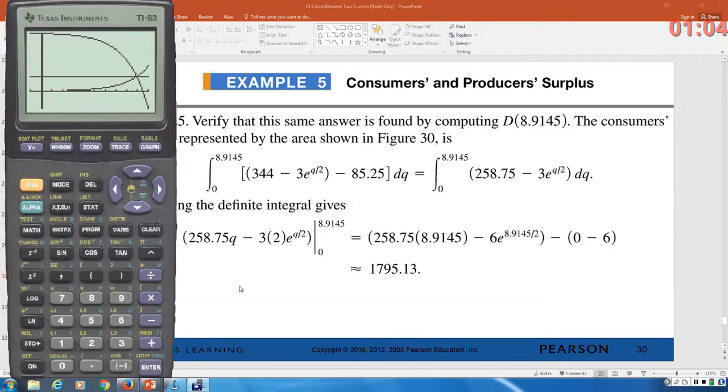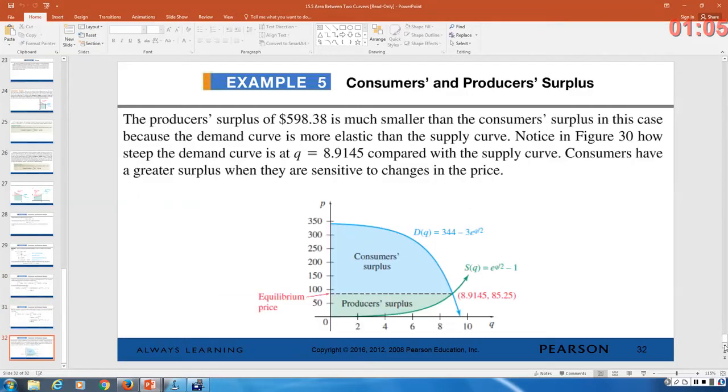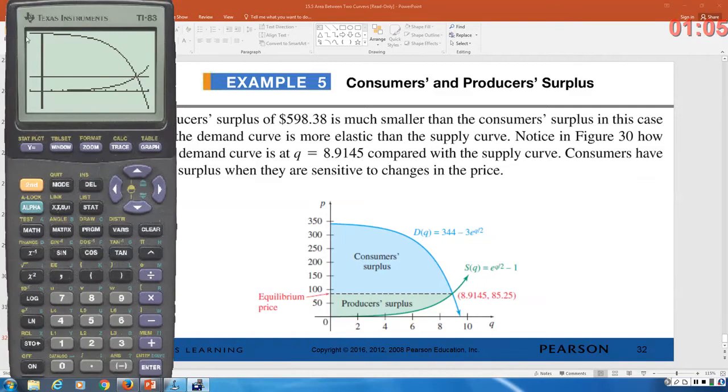Now, before we do the math on this, let me explain why that's important. The consumer surplus is the area above that equilibrium point, and the producer surplus is the area below the equilibrium point. Okay? So this is your consumer surplus. That area there is your consumer surplus. This area is your producer's surplus, and that's your equilibrium price. Okay?